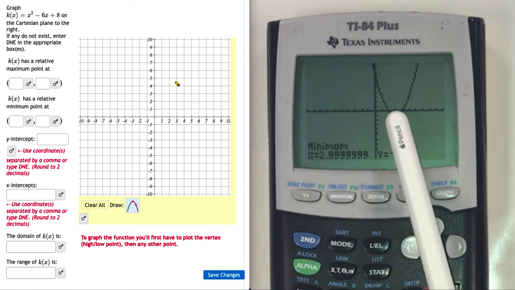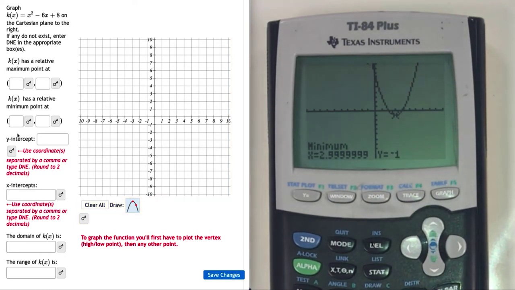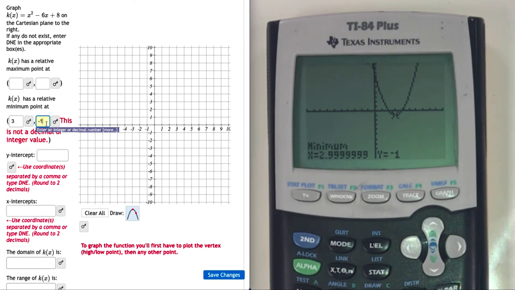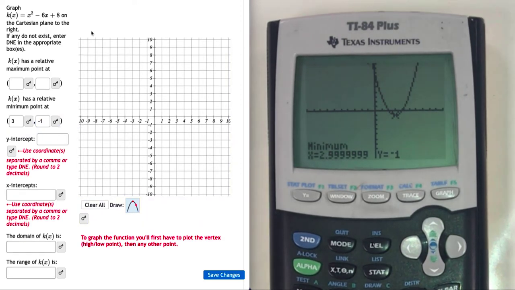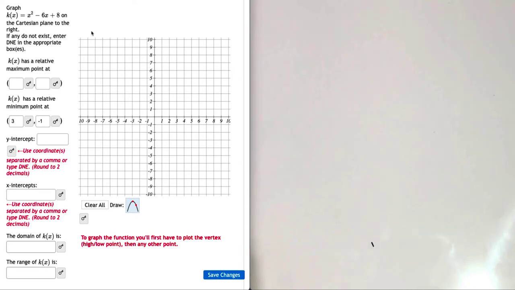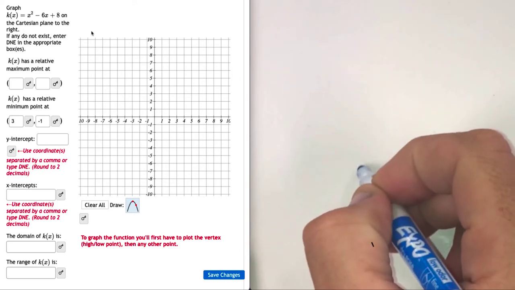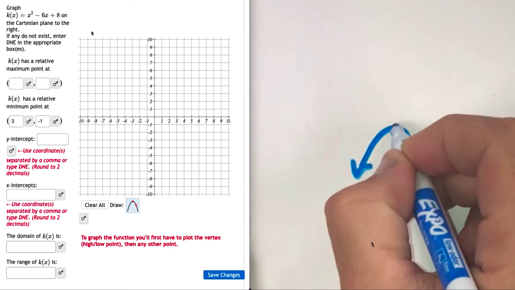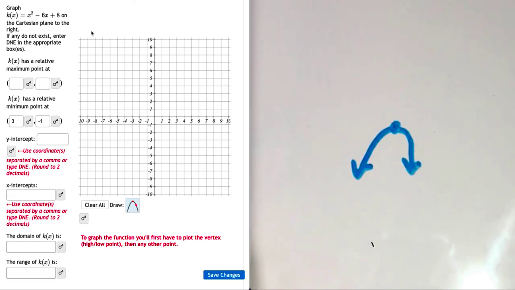Now that's a minimum, okay? So go over your question and then type in 3, or whatever you got for your question, negative 1. Now if your parabola was opening downward, you would have a different looking graph, or you would have a different kind of thing you're solving for. If your graph looked like this, and your parabola was going like this, then you'd be trying to find not a minimum, but a maximum. Keep that in mind as well.